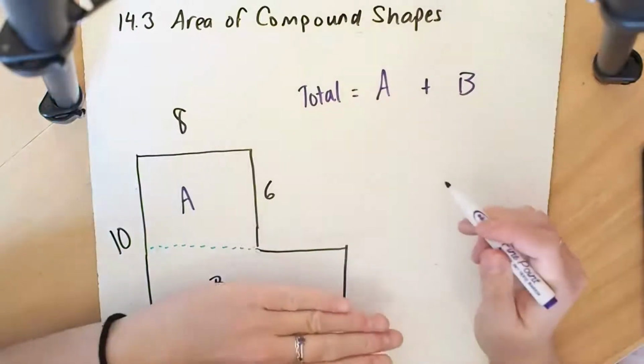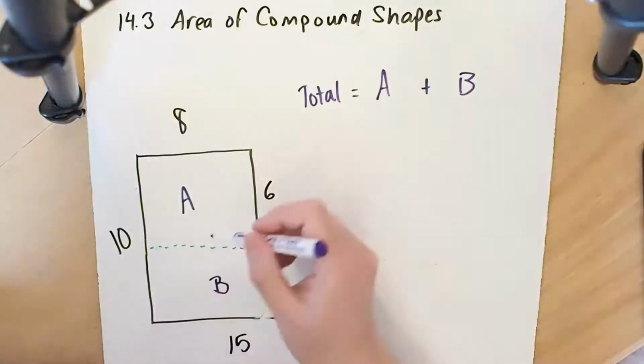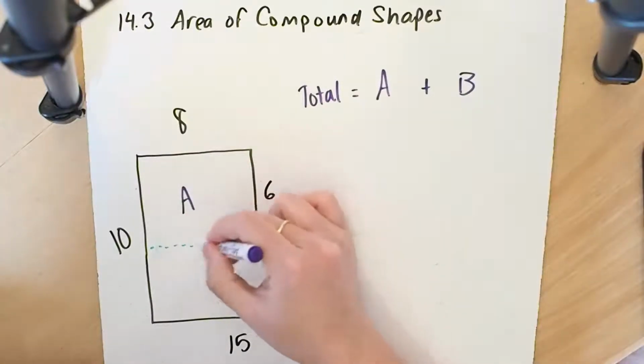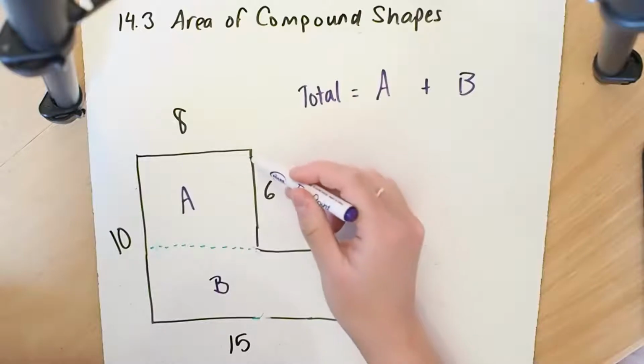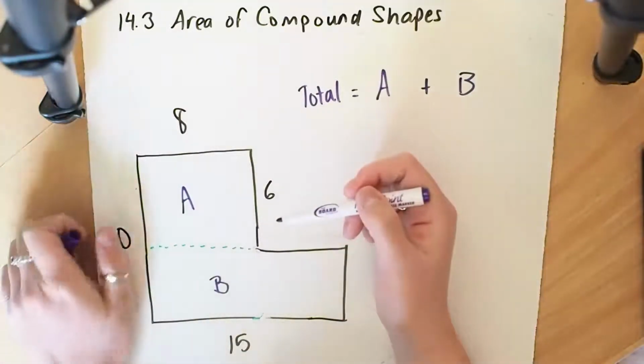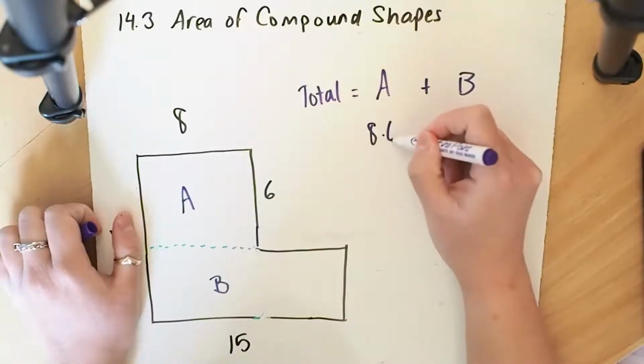If I'm only looking at this particular shape, I see that the base is 8, because we know that if it's a rectangle and this length is 8, then this length is also 8, and the height over here is 6. Ignoring that this whole thing is 10, the height of this rectangle is 6. We take 8 times 6.